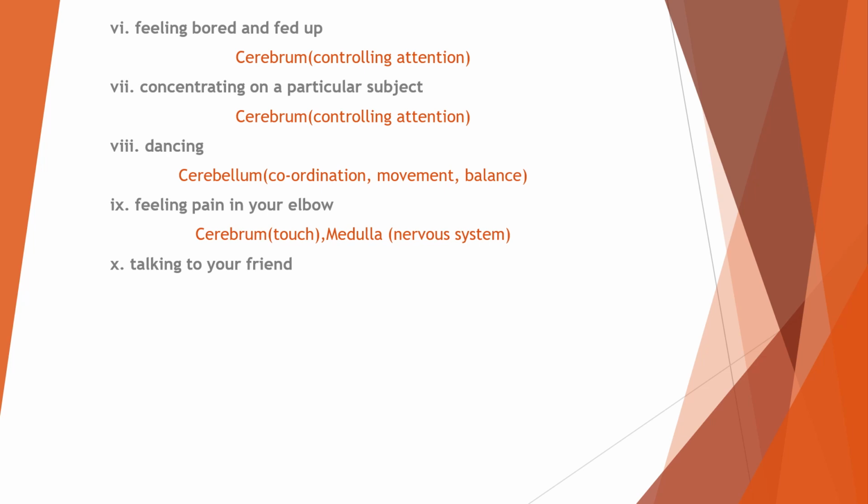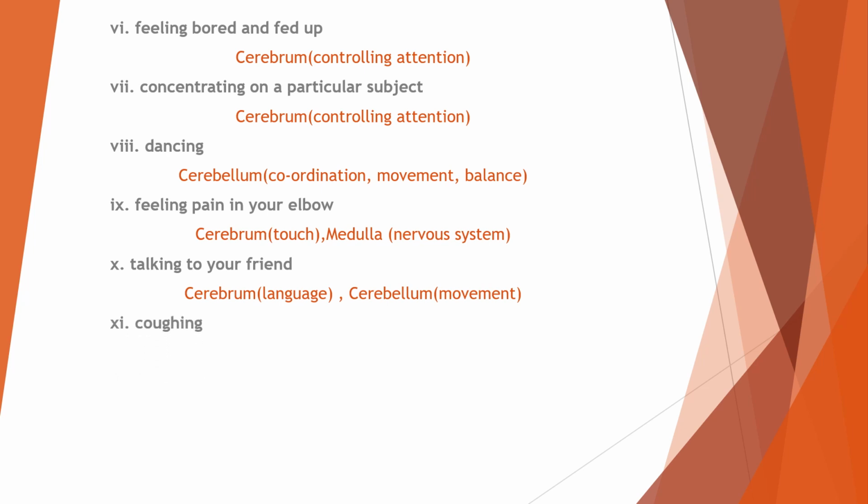Talking to your friend. When you are talking to your friend, your cerebrum and cerebellum are the most active parts. Cerebrum is active because this section involves your language, and cerebellum is the most active part because this section also involves movement.